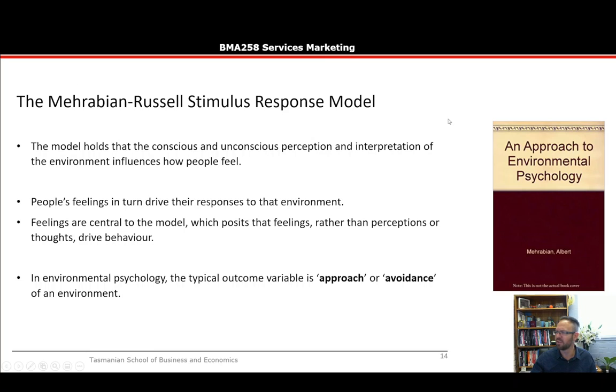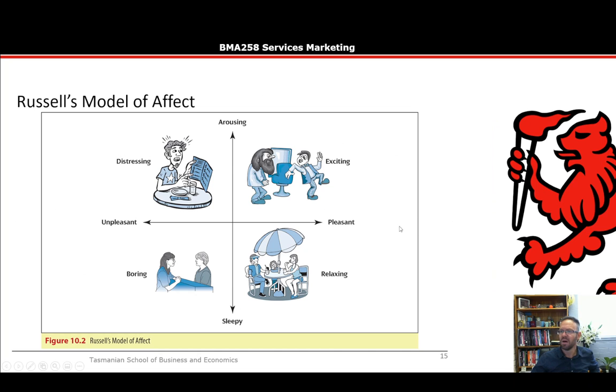And this guy here, the Mehrabian guy, this stimulus response model was published in this book here, An Approach to Environmental Psychology. So if you want to go back and check that out, it might be good to include in your service audit. All right, now we have the next one.